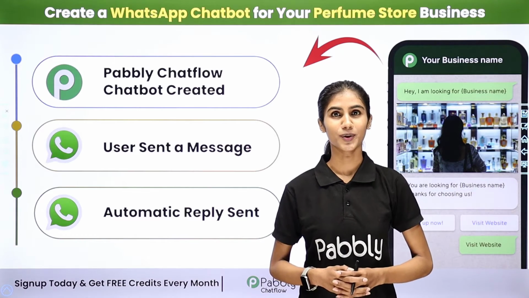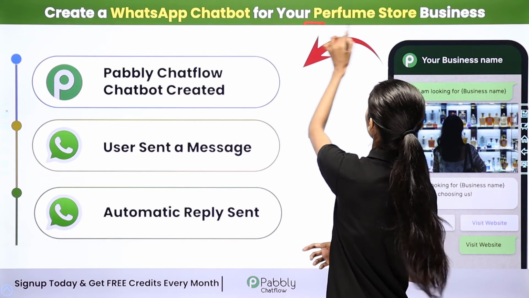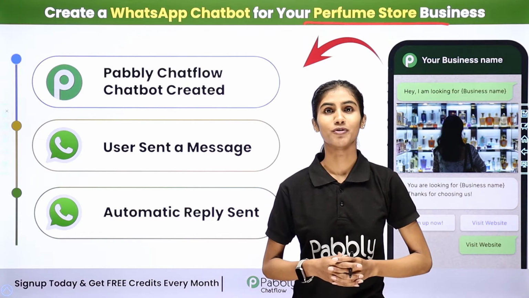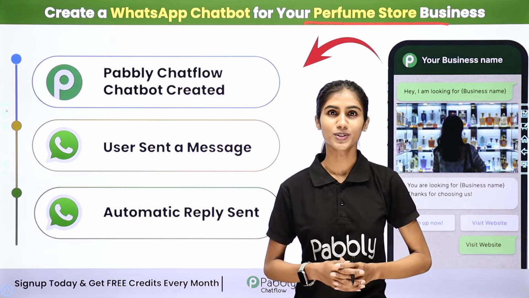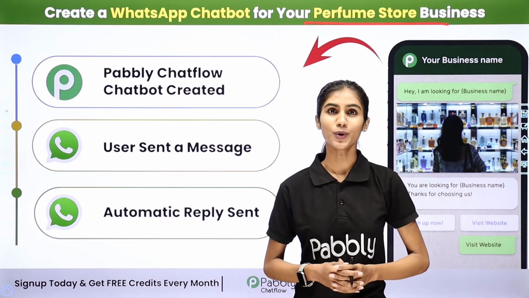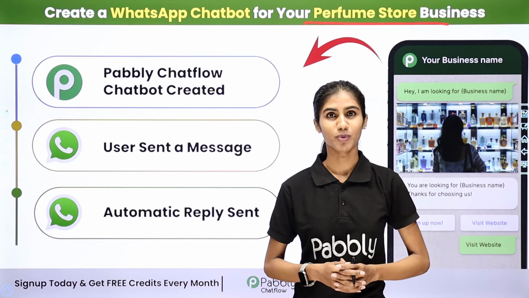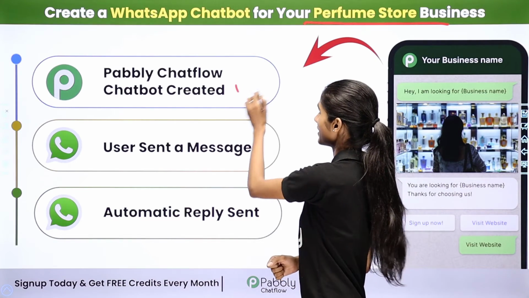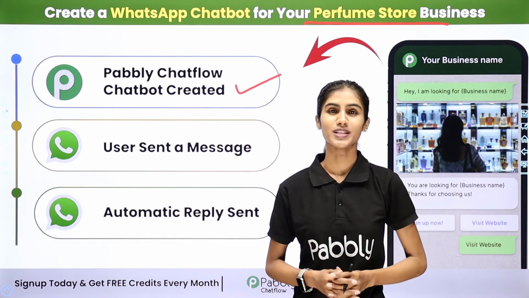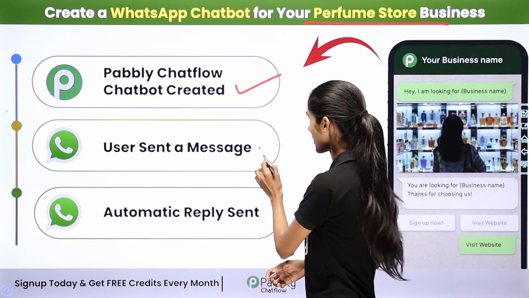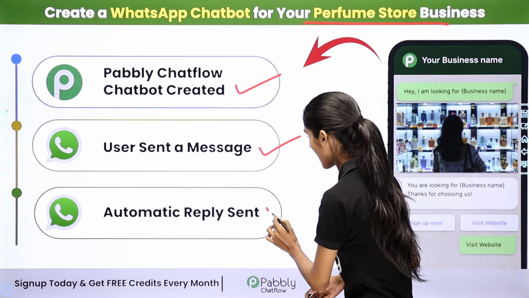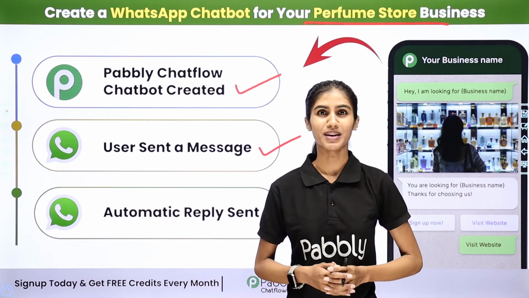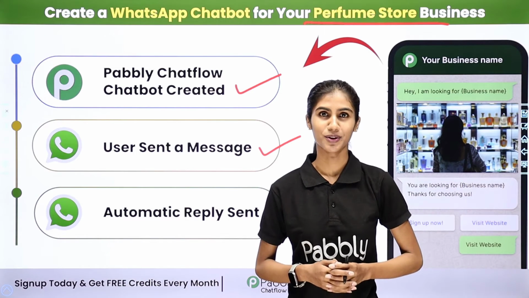So in today's video, we are going to learn how to create a WhatsApp chatbot for your perfume store business, where your customer can easily browse through the perfume categories, place orders, and also track the delivery status, all automatically with the help of one chatbot created by Pabbly Chatflow in just 3 simple steps. In step 1, we'll learn how to create a WhatsApp chatbot using Pabbly Chatflow. In step 2, when a user messages us, a triggered WhatsApp chatbot will automatically reply to them. So now without wasting any time, let me take you to my screen and show you how it works.